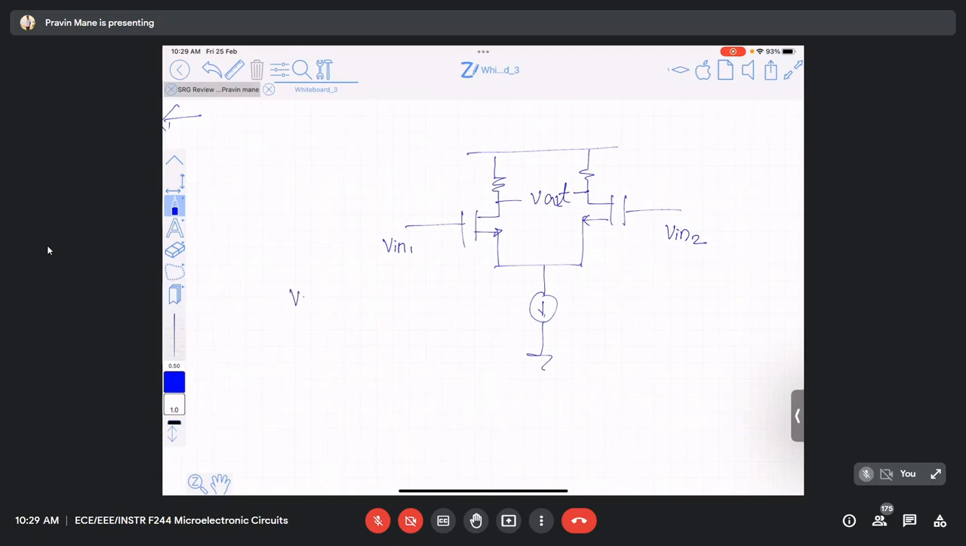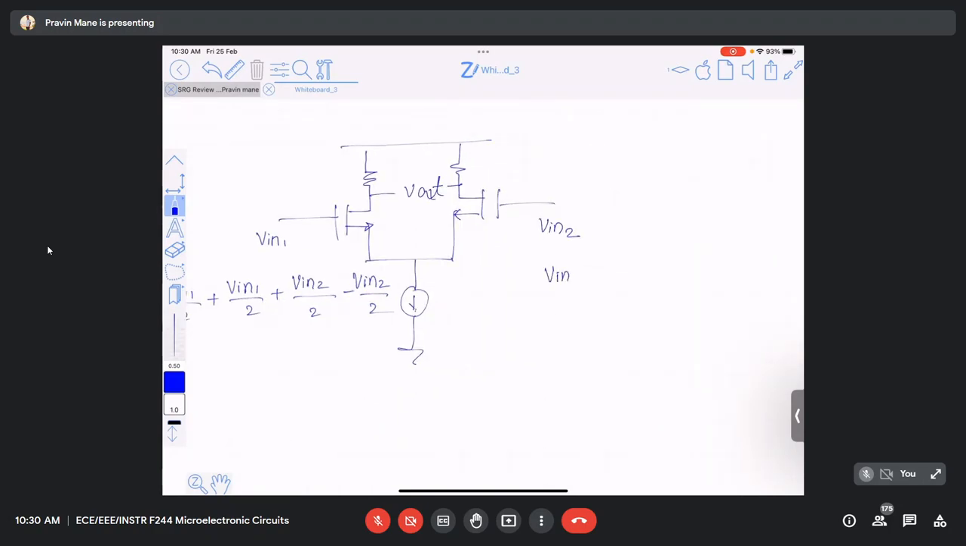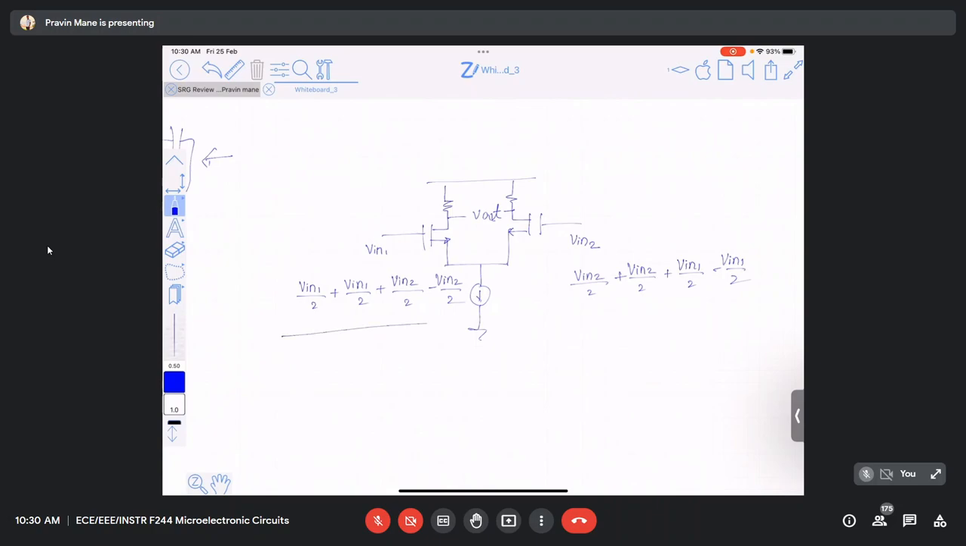Can I write this Vin1 as Vin1 by 2 plus Vin1 by 2 plus Vin2 by 2 minus Vin2 divided by 2? Is it correct, if I write Vin1 like this? Yes, sir. Right? So Vin2 also, I will write Vin2 divided by 2 plus Vin2 divided by 2 plus Vin1 divided by 2 minus Vin1 divided by 2. I am not writing anything different. Can you tell me what are the common terms which are present on both sides?